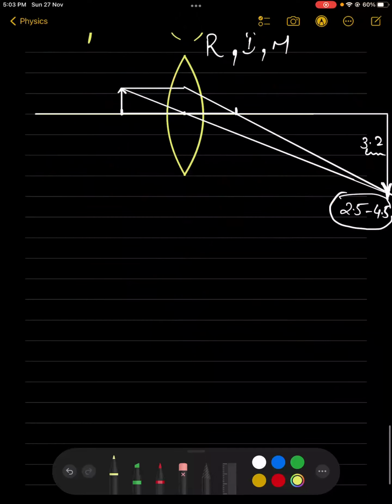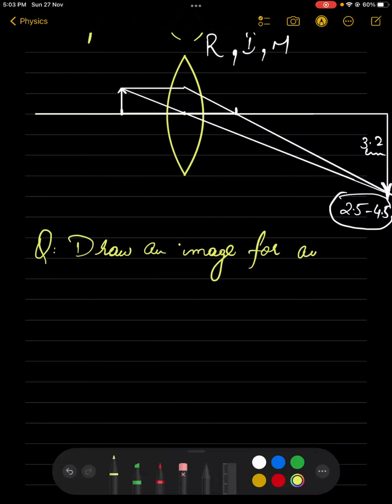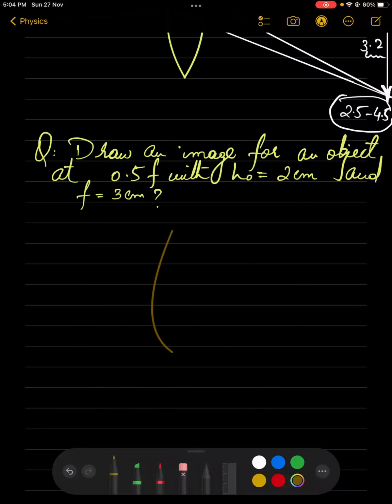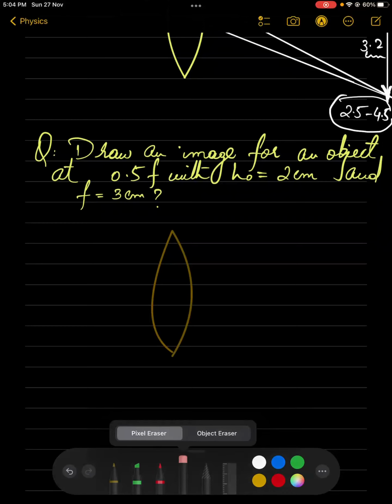We are now going to do some sort of different question where we need to draw an image for an object at 0.5 f, with height of 2 centimeter and f is equal to 3 centimeter. तो अब मुझे एक इमेज बनानी है फॉर एन ऑब्जेक्ट विच इज प्लेस्ड एट 0.5 f. तो 0.5 f पे हमारे पास ऑब्जेक्ट प्लेस्ड है.